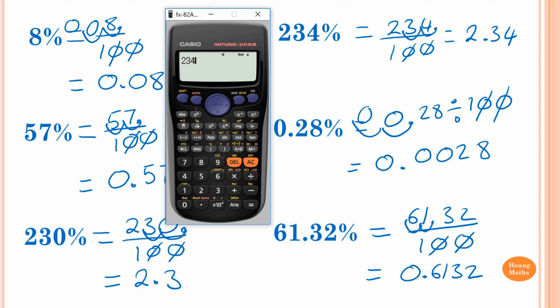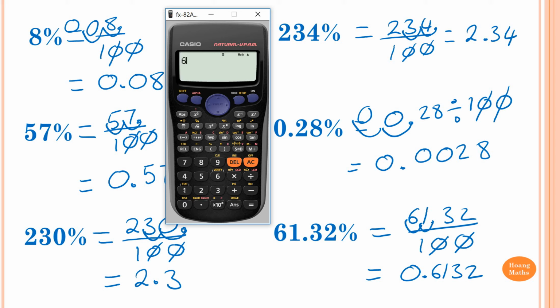234%, again, divide by 100, or write over 100. Now let's see what happens if I write over 100. So I write 234 over 100. Okay, it probably gives you a fraction. See? But we want decimal, so you can press the SD button to convert to decimal. So 2.34. So 0.28, then I divide by 100. So divide by 100, so equal 0.0028.